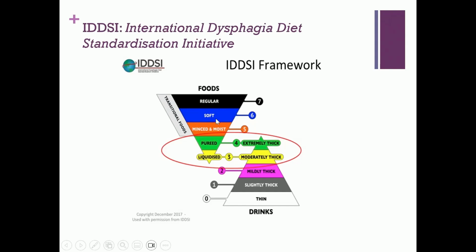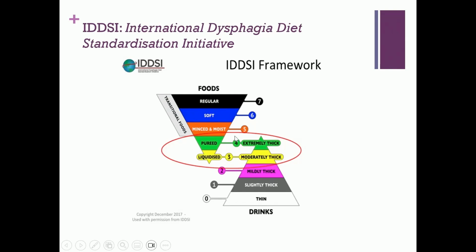So I want you to have a look at these two triangles. The one on the left is for foods, and the one on the right is for drinks. And it starts from 0 and goes up to 4 for liquids and drinks. But equally, some very, very thick drinks could look like a puree or a yogurt. So that's why 3 and 4 are both identified as being drinks, but also a food.